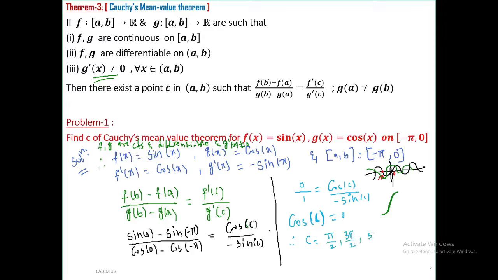and 5 pi by 2. At all these points it vanishes, and also minus pi by 2, minus 3 pi by 2, and minus 5 pi by 2, and so on. So in this, which point lies in that interval? Minus pi by 2 lies, right? Minus pi by 2 is lying in this interval, yes or no? Therefore, what is c value now? C is minus pi by 2. That's it.